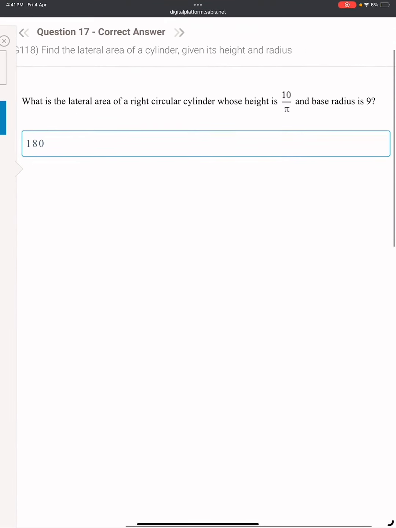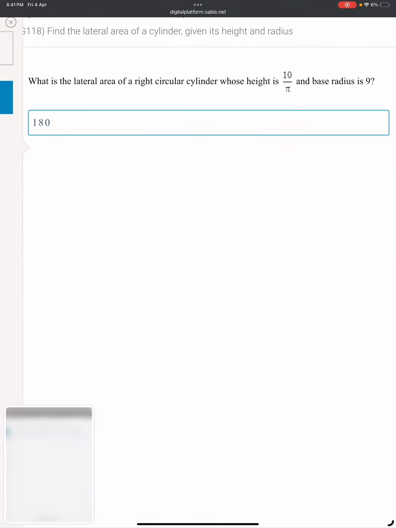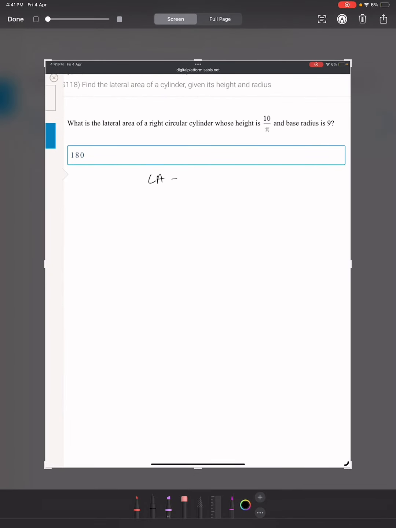So the lateral area of a cylinder is 2 pi r times the height. So 2 pi, the radius is 9, times the height, which is 10/pi. So you just type this on your calculator, but wait, first you have to cross out pi here and pi here, because they can cross out. So you just do 2 times 9 times 10, which is 180.